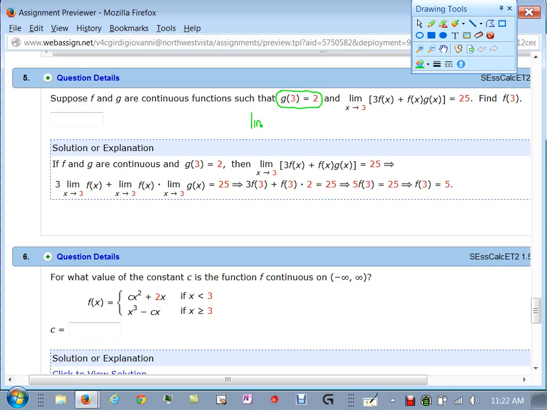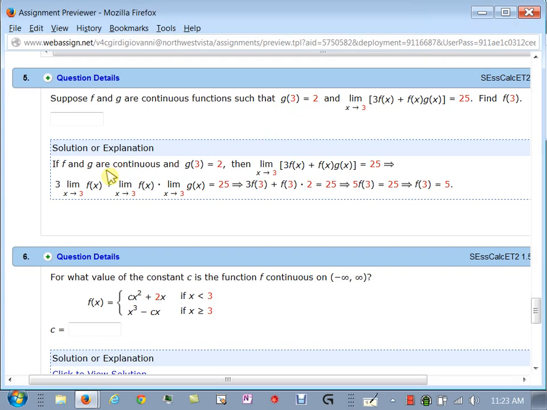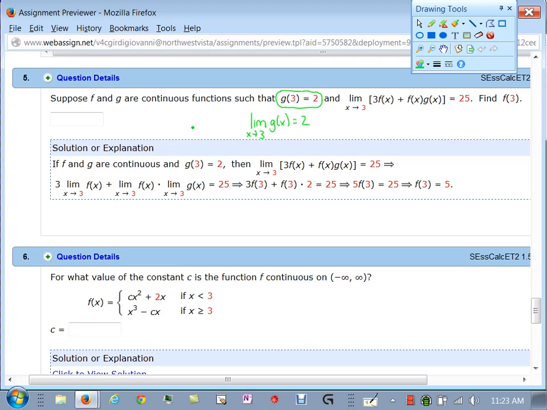we also know that the limit as x approaches 3 from either side of that function g of x should be equal to 2. So as we approach 3, our g function should be approaching 2, and at 3 it should be defined to be 2. We'll need that. Okay, so let's look at this work here. So let me bring that back up here.